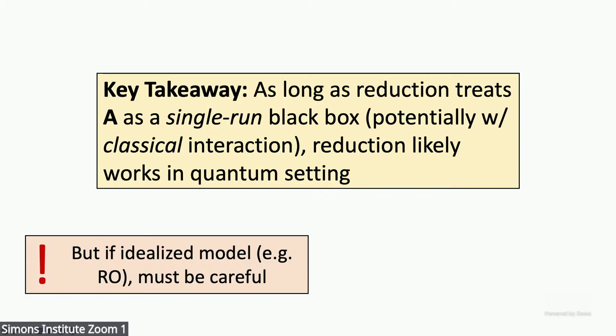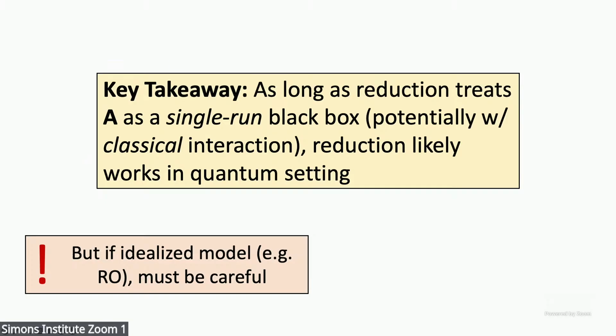Okay, so some takeaways from the discussion of the reductions. If your reduction treats A as a black box, just runs it once, with no rewinding and no interaction, probably your reduction works in the quantum setting. I don't think we have a fully formal theorem that states this, but just intuition, your reduction probably works. But you have to be careful. I ended up skipping the idealized model stuff because I don't think I'll have time. Maybe I'll come back to it at the end.